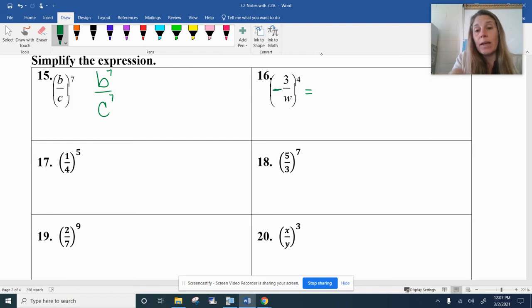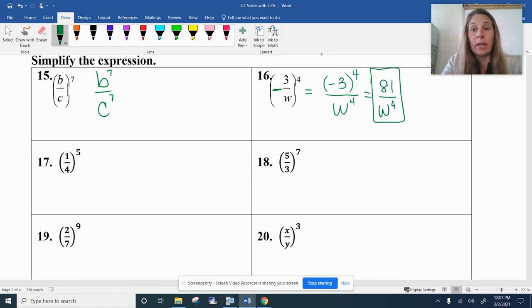Now, this case, you see that negative. You have to use that negative on either the top or the bottom. So if you have a choice of a number and a variable, you always want to put it on the number. So this is going to become a negative 3 to the 4th power, and then a w to the 4th power. You never want the negative on the letter. Now, the negative 3 to the 4th power works out to be 81, and you could do that on your calculator.